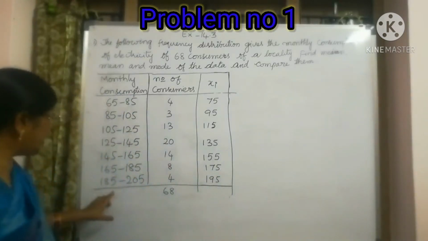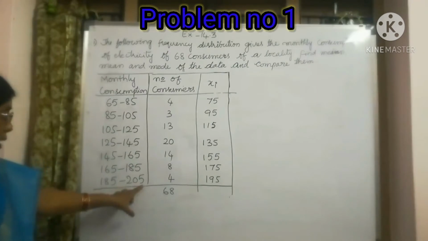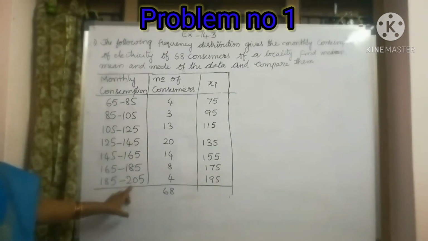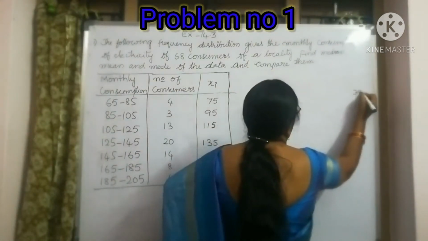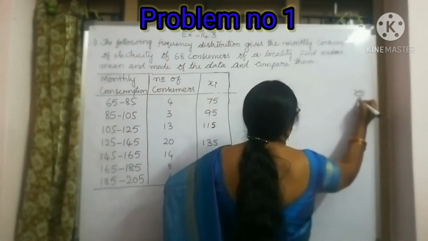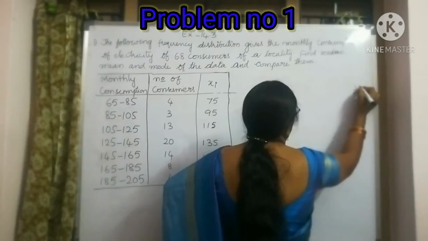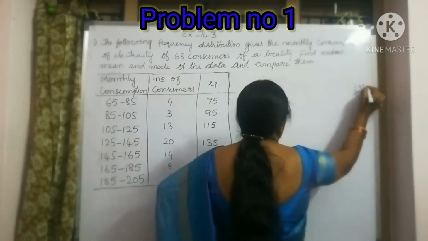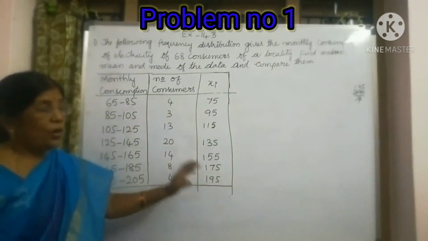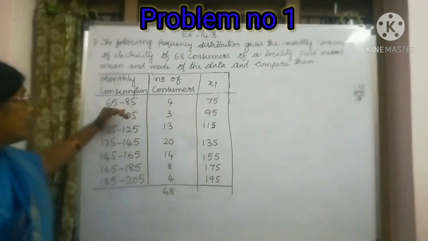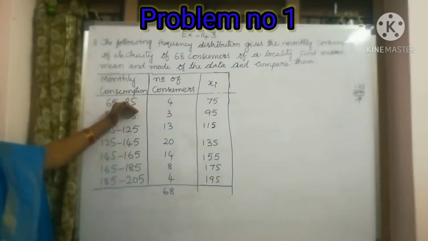185 plus 5 is 190, 190 plus 200 is 390, 390 by 2, the average of these two, is 195. In this way, we will get the mid values. To get the mid value, we have to take the average of the class intervals.